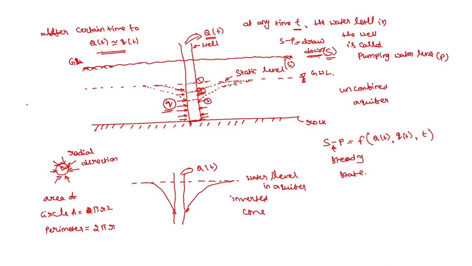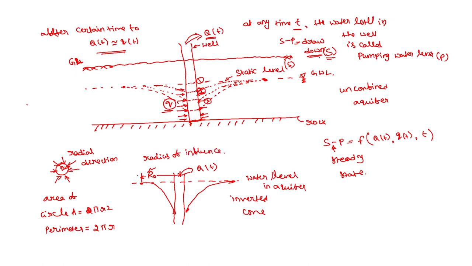So after a certain time t naught, this capital Qt approximately will be equal to the small qt, and a water level shape of an inverted cone forms in the aquifer. This will be in this type of manner, one shape will form. And this drawdown will decrease as we move away from the well, and it will become zero at a distance of capital R naught.